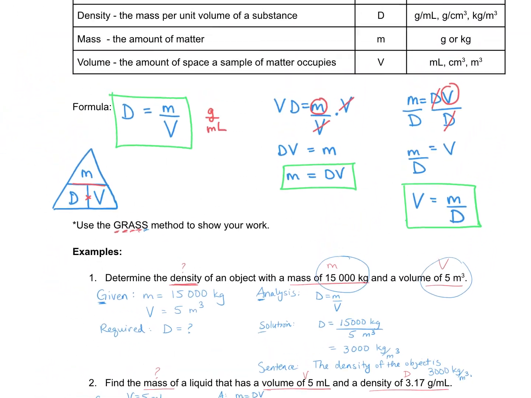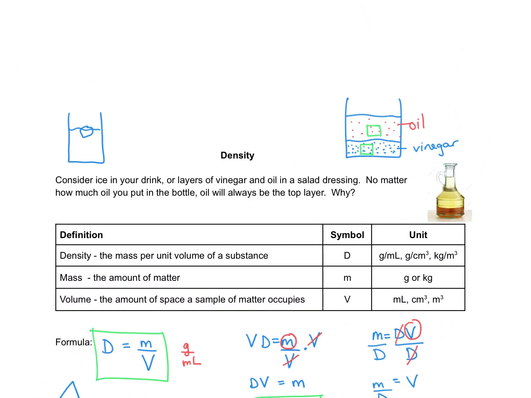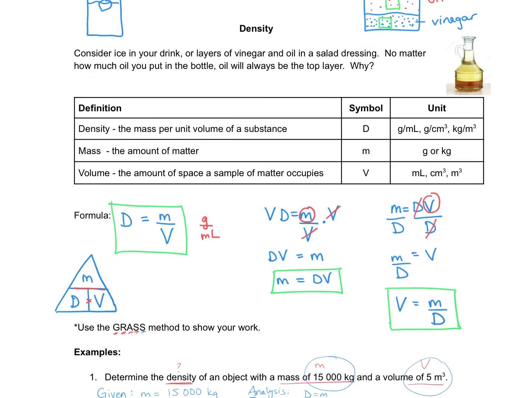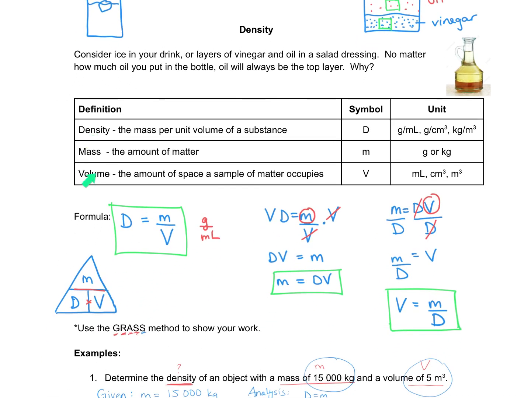Okay, and the idea is that when an object is less dense than another, it will float, just like the ice floats in the liquid water and the oil floats above the vinegar. Here's our heterogeneous mixture, right, with a less dense top layer. These terms matter, so be comfortable with those, please, as well as using their symbols and recognizing their units.